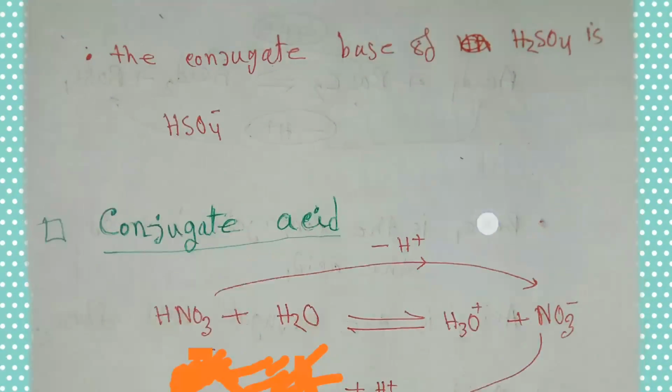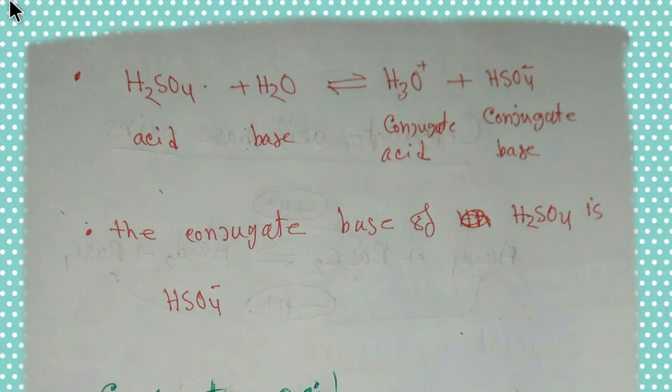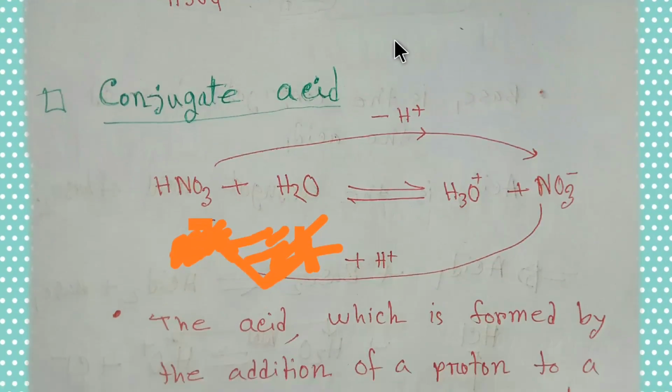Now here is another example. Here is sulfuric acid, and after removal of one hydrogen we are getting this ion, and this is the conjugate base of sulfuric acid, right?